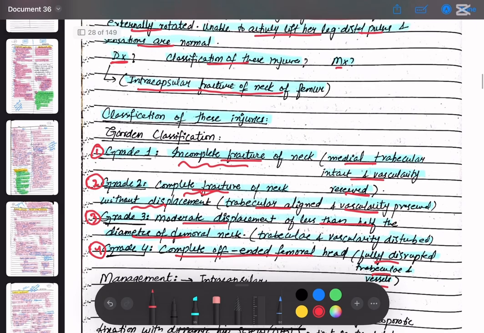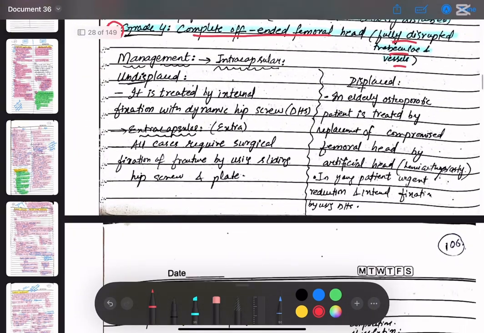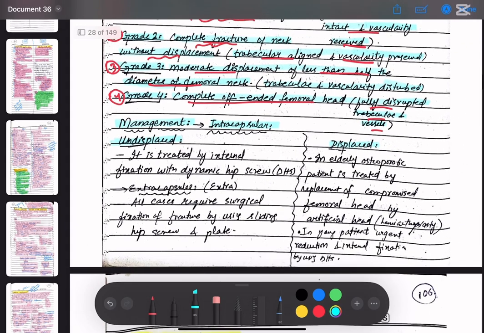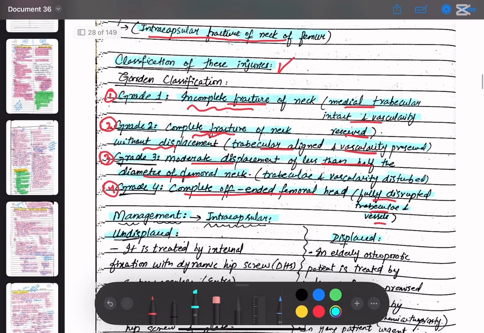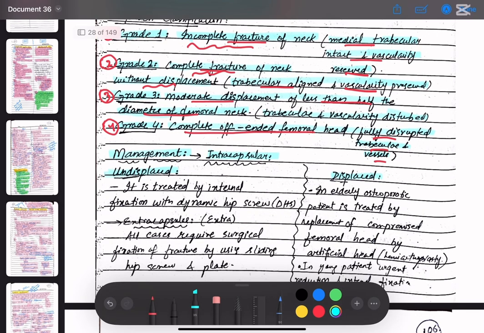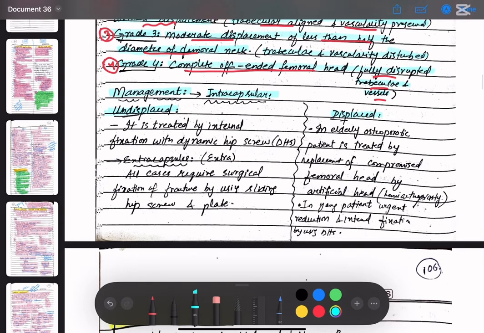Now the management options. The management is for intracapsular fractures, in which we have the undisplaced and displaced types. Okay, as we have discussed the grades of these injuries, grade 1, grade 2, grade 3, and grade 4, the management is provided according to the grade. If it is an undisplaced fracture, then it is treated by internal fixation with dynamic hip screw.